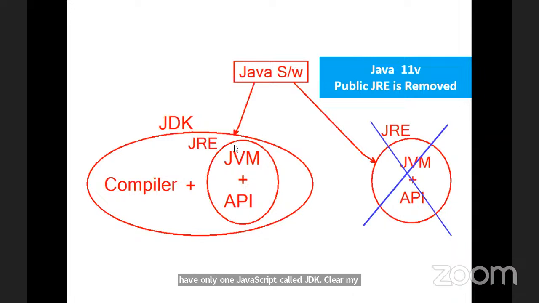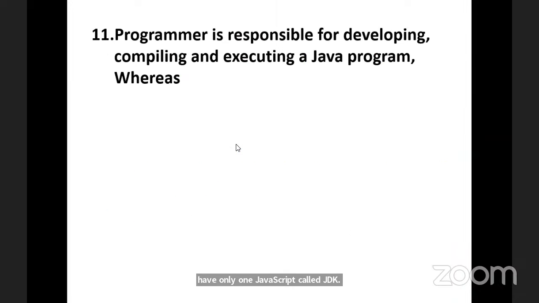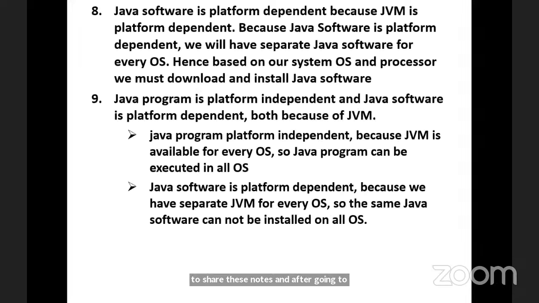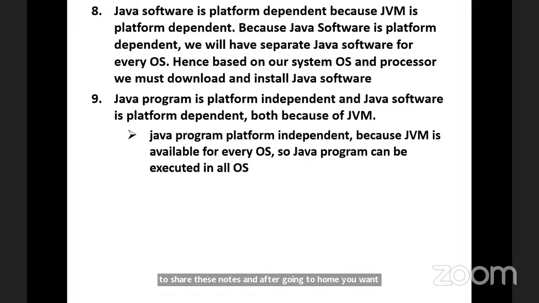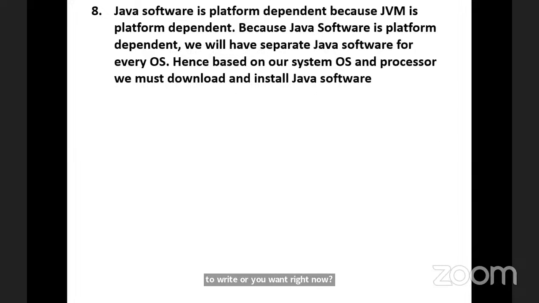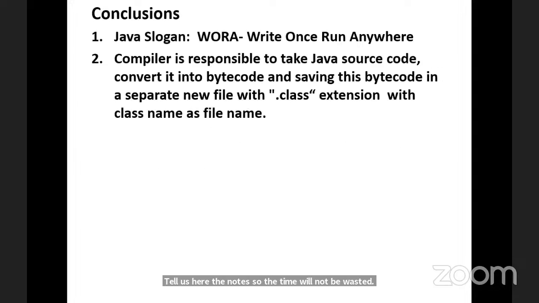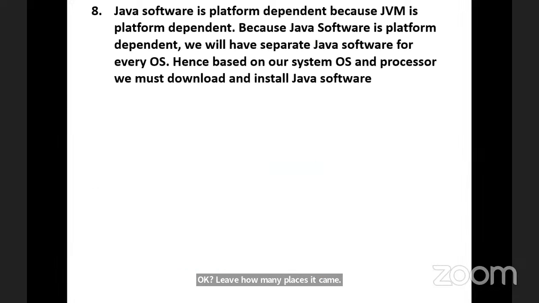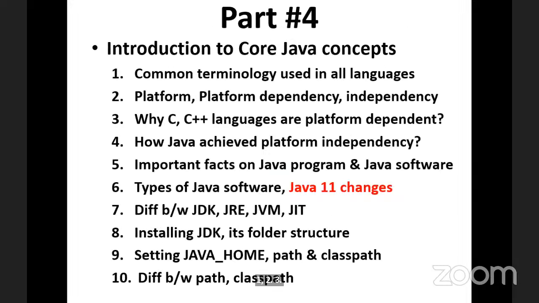Clear my point? All these points are clear? You want me to share these notes and after going home you want to write, or you want to write right now? Shall I share the notes? So the time will not be wasted. Okay. How many pages did it come to? 1, 2, 3, 4 pages. Okay, 4 pages means 1 page you leave. Complete 1 page. Take the heading, important facts on Java program and Java software. Continuation, 5th point.